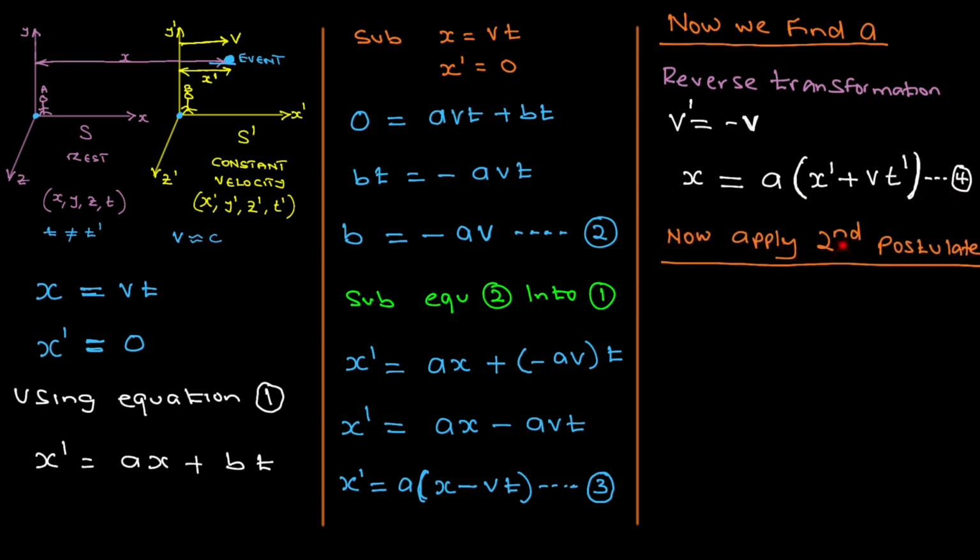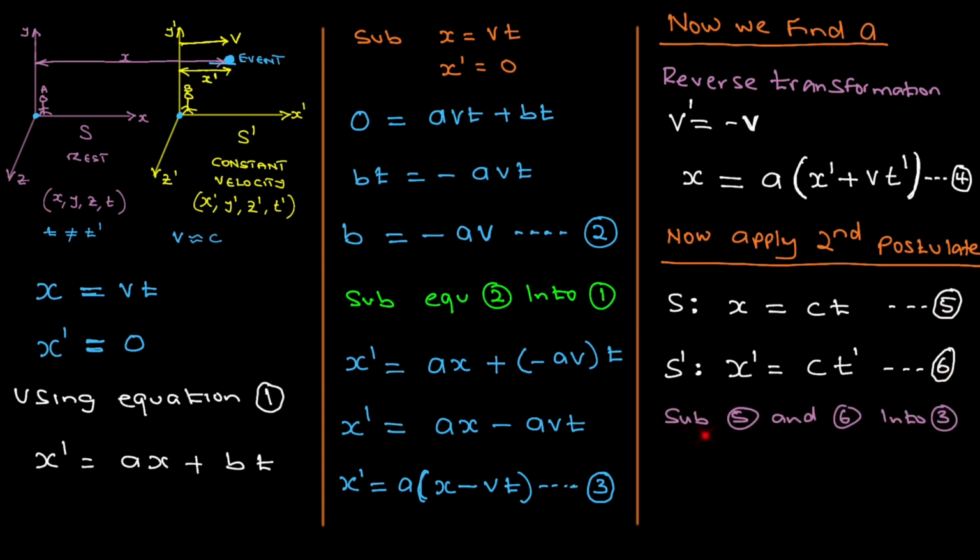Now applying the second postulate, which says the speed of light is constant. When an event happens here or there, they will see the speed of light the same. Therefore, for S, which is at rest, x is going to be ct, and for S prime, which is moving with a velocity, x prime is equal to ct prime. These are equations 5 and 6.